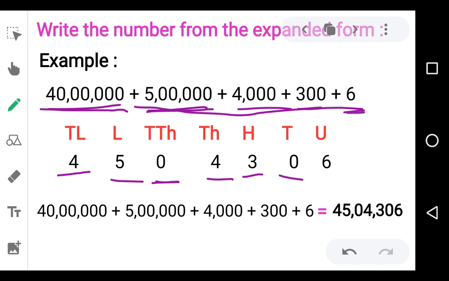Then 6, 6 in the unit place. So see, how can we write this expanded form in its number? See here, 45 lakh 4,306. Now after that we see the problem set.